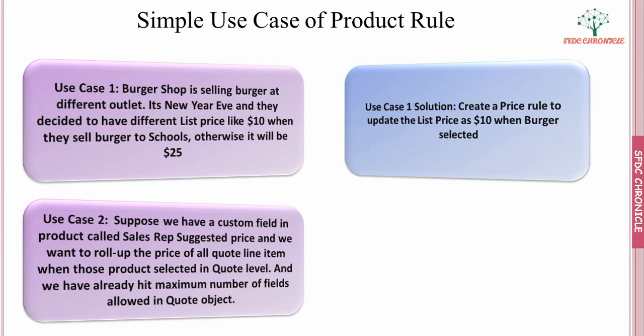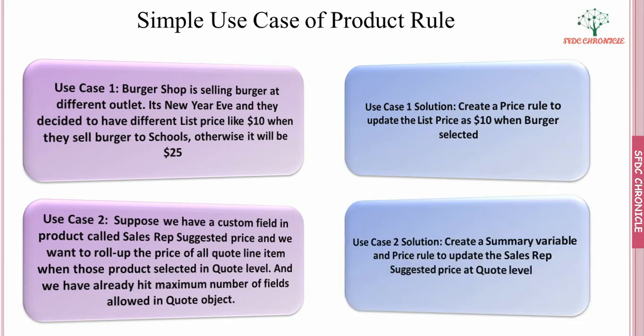We can very well do it with a roll up summary field, because we can roll up the quote line item field on quote. It's very easy. But we have already hit the maximum number of custom fields allowed in the quote object. Then how can we do that? Via a trigger we could, but we don't want to do that, or we want some configuration to be used. So how can we do that?